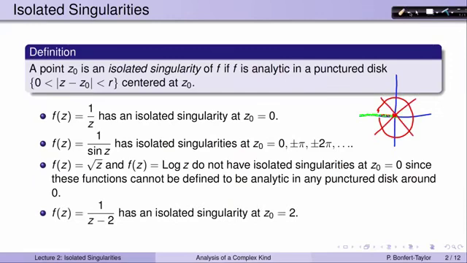The function 1 over z minus 2 again has an isolated singularity, and the isolated singularity this time is where the denominator is 0, and that's at z0 equals 2. So now I can draw any disk centered at 2, no matter how large, and the function is going to be analytic in that disk with the exception of 2.